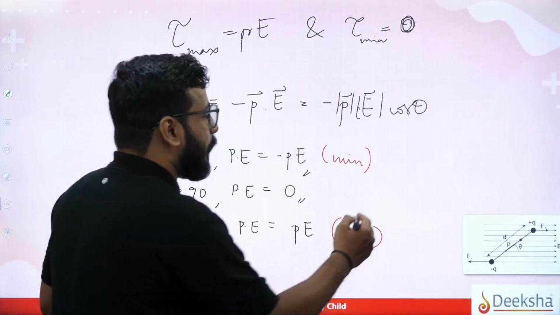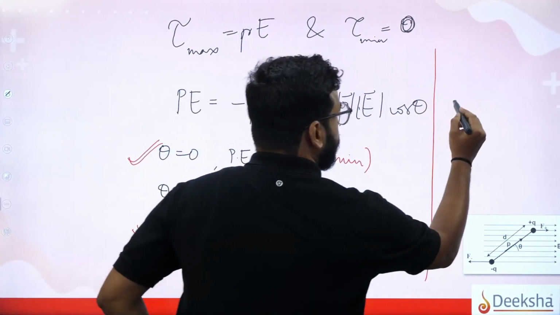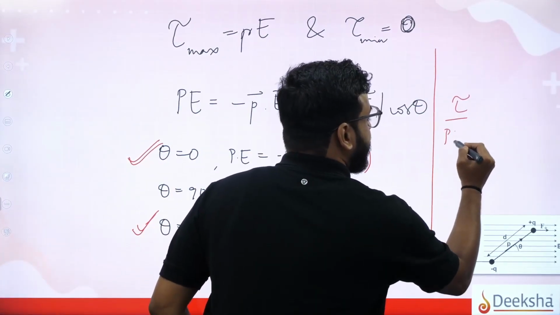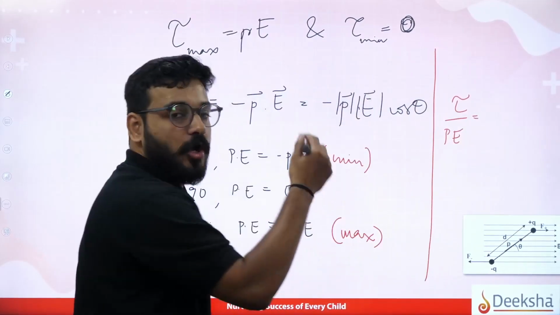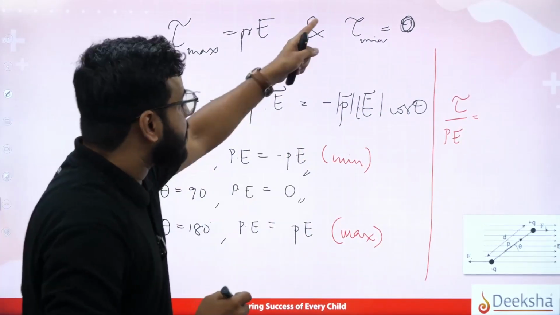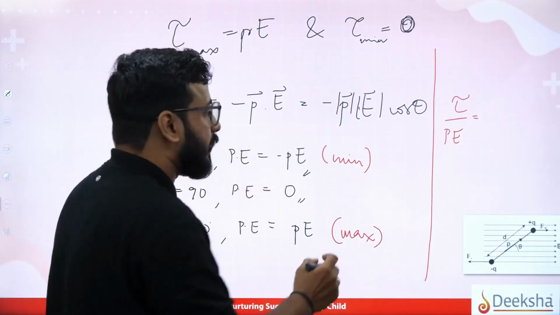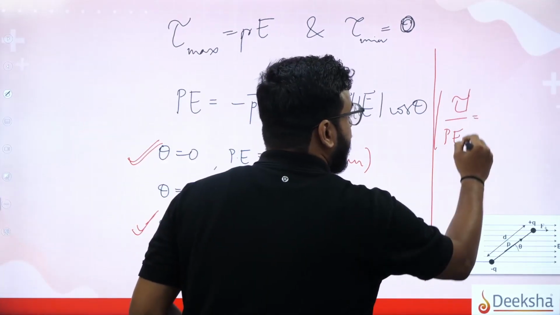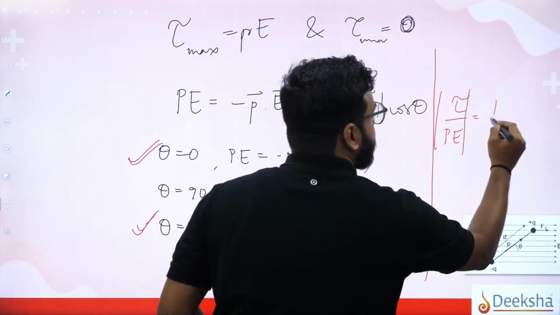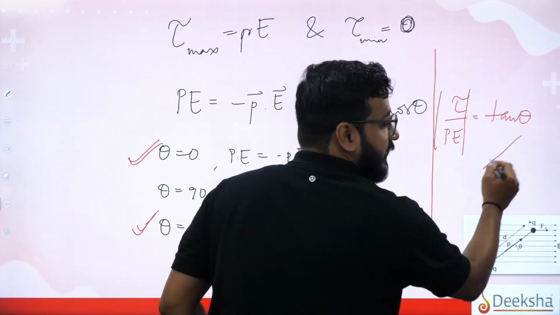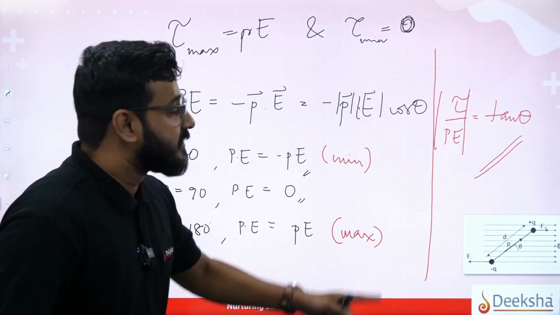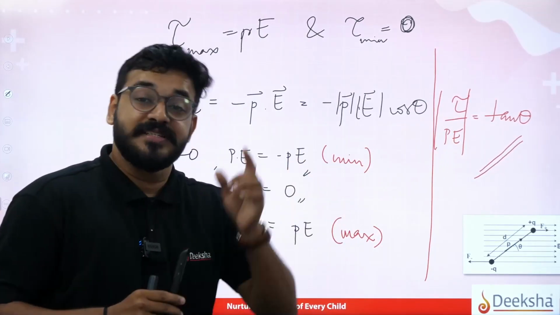So torque and potential energy ratio, what will it be? So P common cancels, sin theta by cos theta. If you are just looking at the ratio, just the magnitude, sin divided by cos, it is nothing but tan theta. Alright, so it is nothing but tan theta. So sometimes questions come like this.